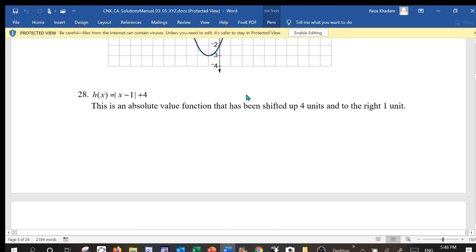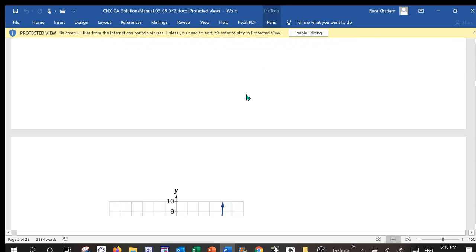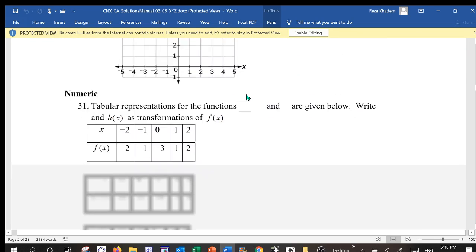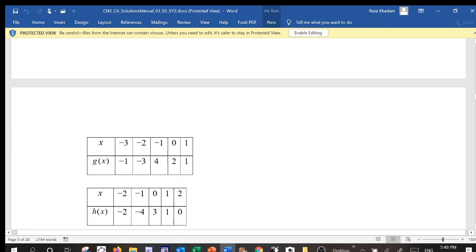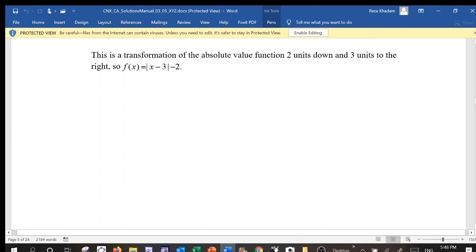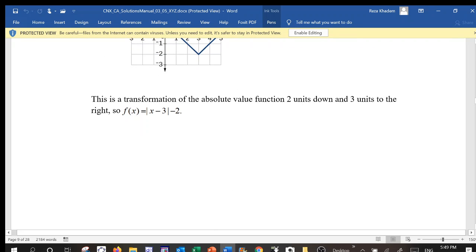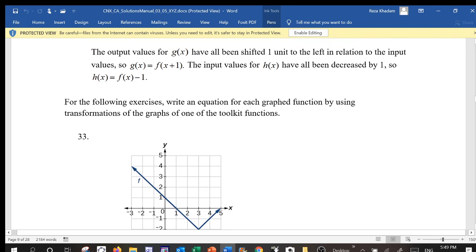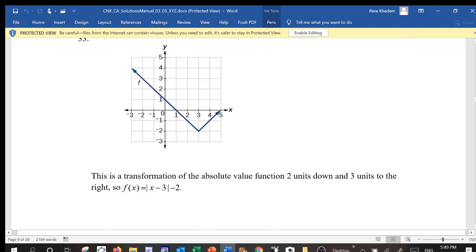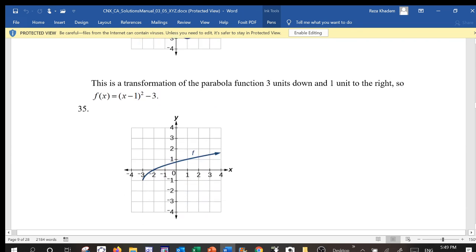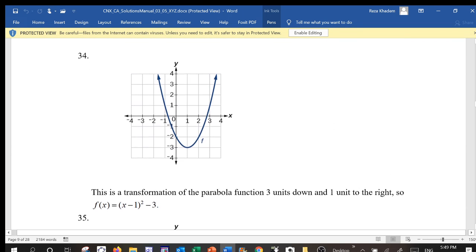All right, so let's do a few more. Let's do number 34. I'm going to do a variety of these problems. So what are we supposed to do? It says, for the following, write an equation for each graphed function by using transformation of the graphs of the toolkit functions. Toolkit functions are the parent functions. So we want to do number 34. Here we go. So how is this graph transformed? Well, let's see.